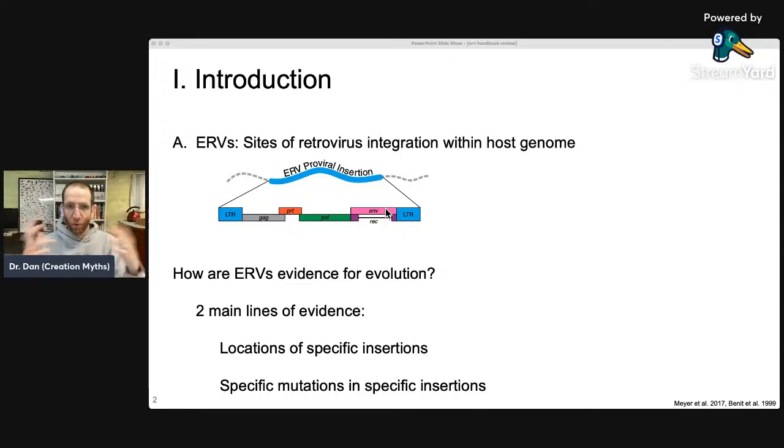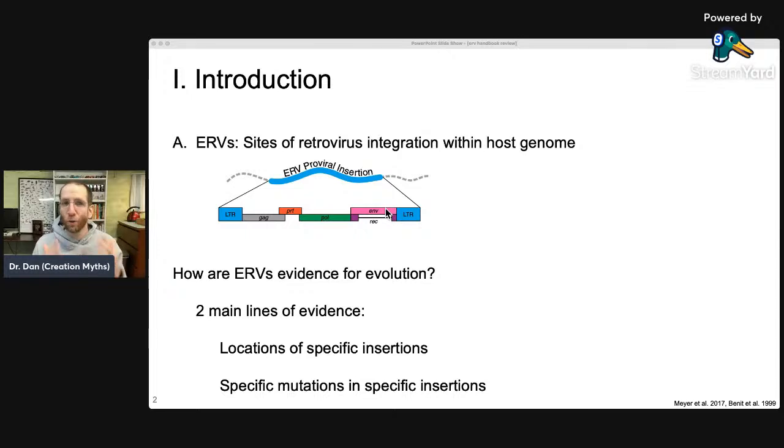And you can follow the evolutionary histories and infer common ancestry and relatedness based on these shared ERV sequences. You can go one step further, though, and look at specific mutations within specific ERV sequences. You might have an ERV sequence that is shared between humans, chimps, and gorillas, but the human and the chimp one have a specific mutation that is missing from the gorilla one.